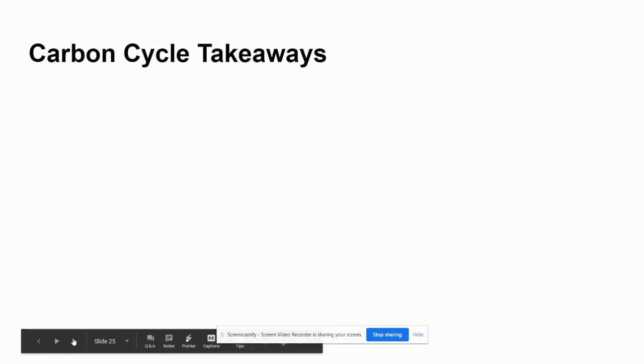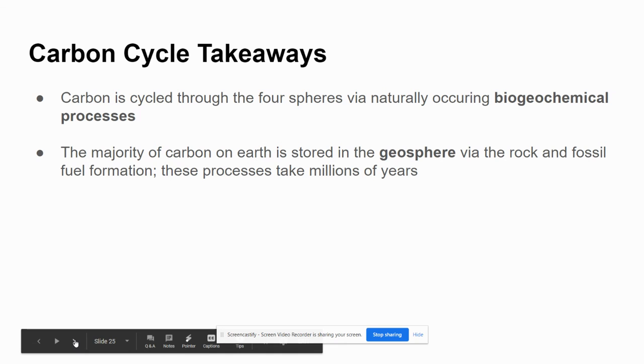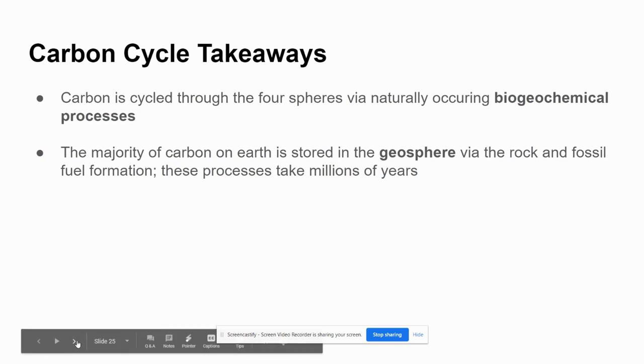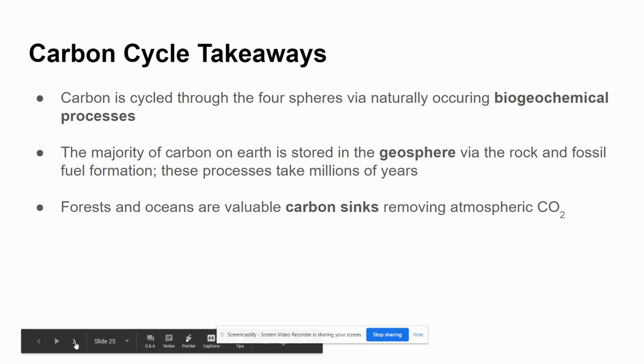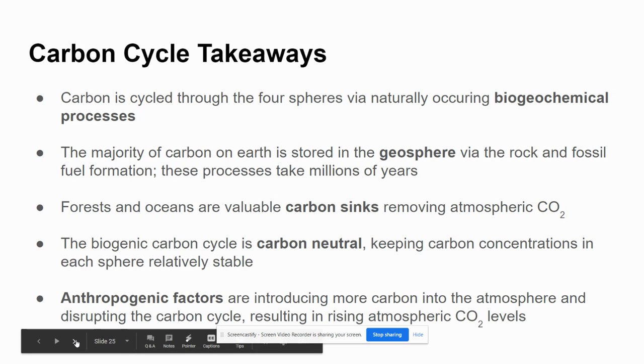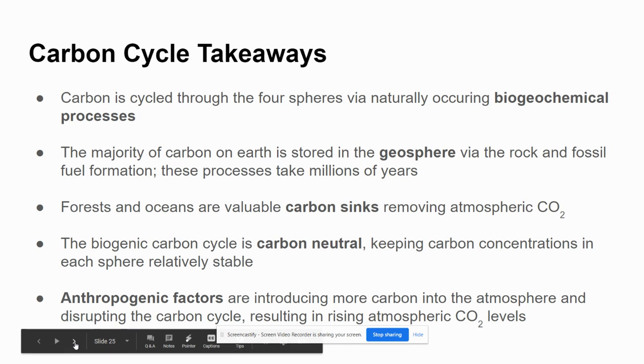So the carbon cycle takeaways are: the carbon is cycled through the four spheres via naturally occurring biogeochemical processes. The majority of the carbon on the earth is stored in the geosphere via the rock and fossil fuel formations. These processes take millions and millions of years. Forests and oceans are valuable carbon sinks, removing atmospheric carbon dioxide. The biogenic carbon cycle is carbon neutral, keeping the carbon concentration in each sphere relatively stable. And anthropogenic factors, that are the man-made factors, are introducing more carbon into the atmosphere and disrupting the carbon cycle, resulting in rising atmospheric CO2 levels, having a negative impact on climate change.